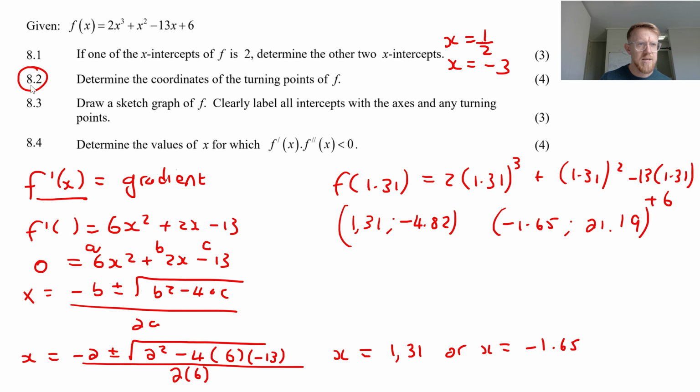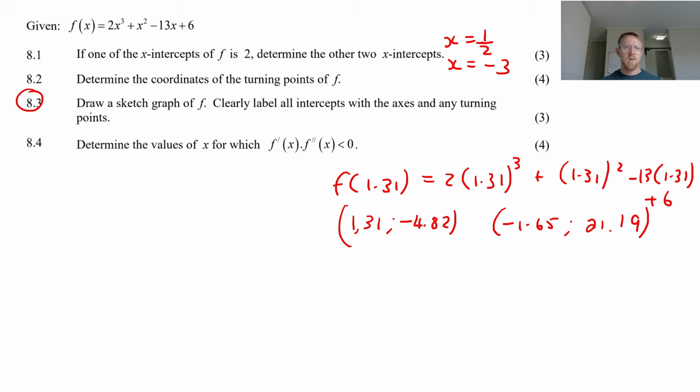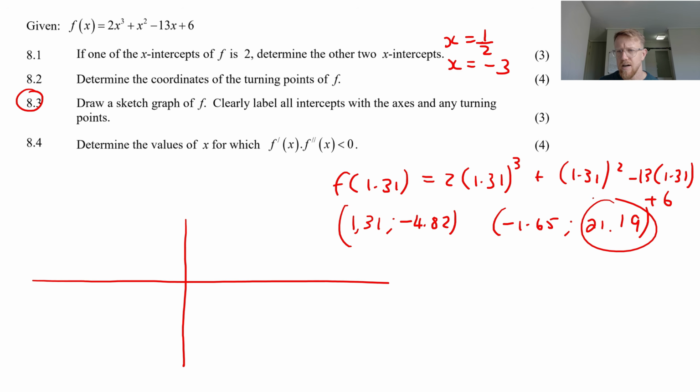Okay, this question here says, draw a sketch graph, label all the intercepts and any turning points. Cannot get easier than this, because we already have the x-intercepts, we already have the turning points, so we probably just have to go get one more value, which is the y-intercept. Remember that these graphs don't need to be drawn according to scale, so you don't need to go draw 20 centimeters down on your ruler or whatever.